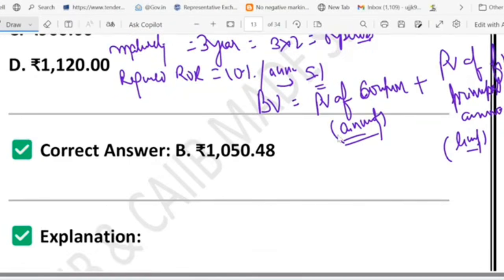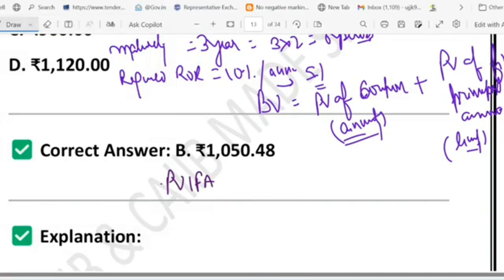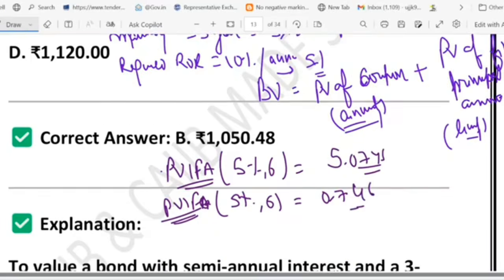Now in the question, they will provide you the present value interest factor. So they will give you PVIFA, the present value interest factor annuity. Please remember, PVIFA at 5% for 6 month coupon, they have given you 5.0746. This data will be given in the question. Don't worry about that. And PVIF at 5%, try to understand, this is the present value interest factor, and that is the annuity version. So these are two different. They have given you 0.746. Now this data is available.